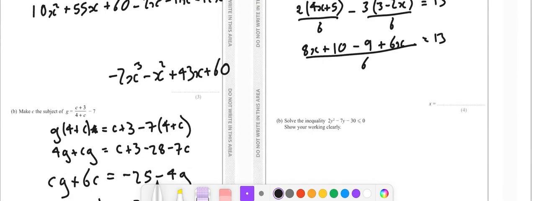I'm going to multiply by 6 and collect together the terms, so I've got 14x plus 1, multiply both sides by 6, I've got 78. So I've got 14x equals 77, x divided by 14 is 5.5.